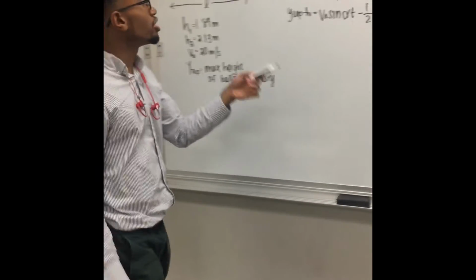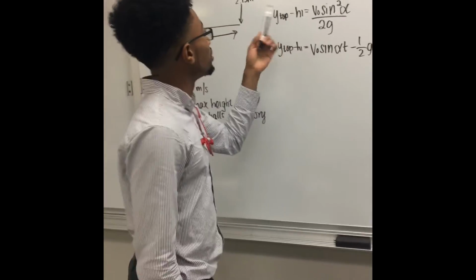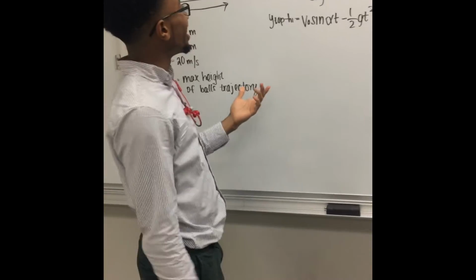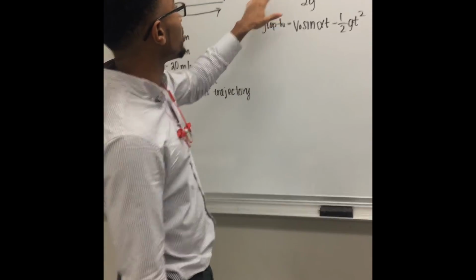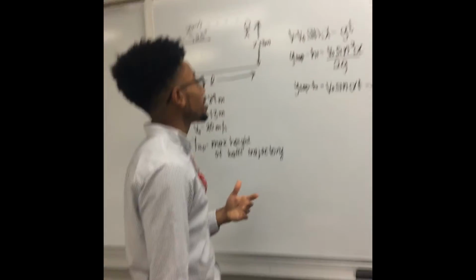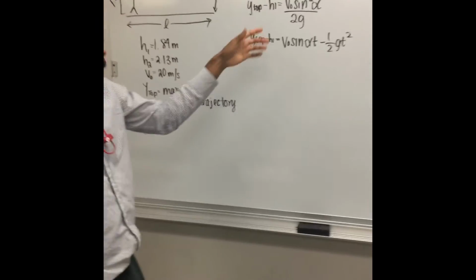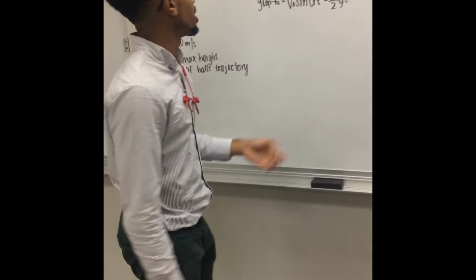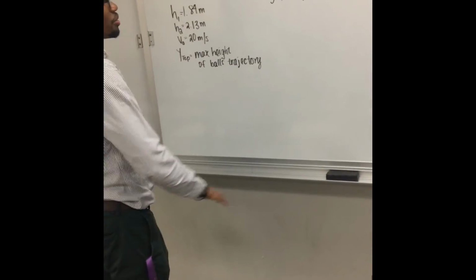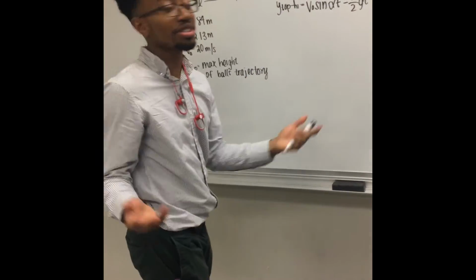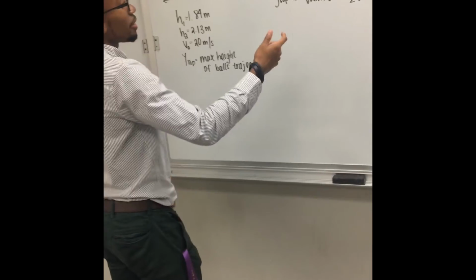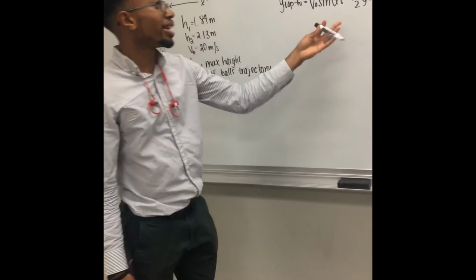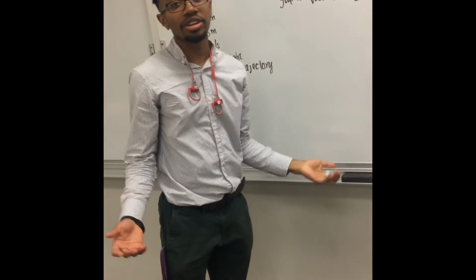Here, by using this equation, v equals v naught sine alpha minus gt, and breaking it down even further, y top minus h1 equals v naught sine squared alpha divided by 2 times g. And breaking it down into simpler terms, y top minus h1 equals v naught sine alpha t minus half gt squared.